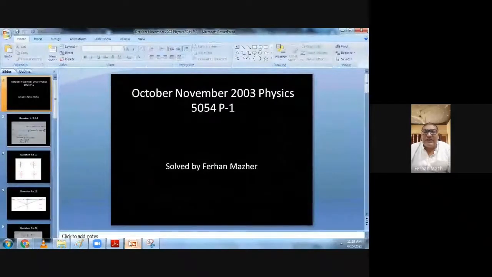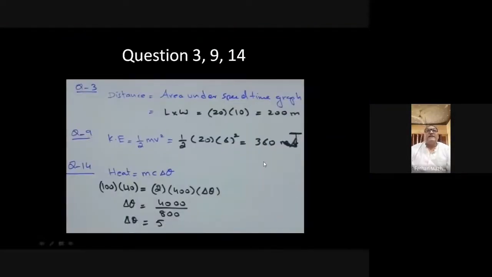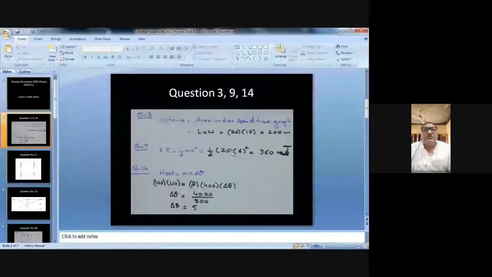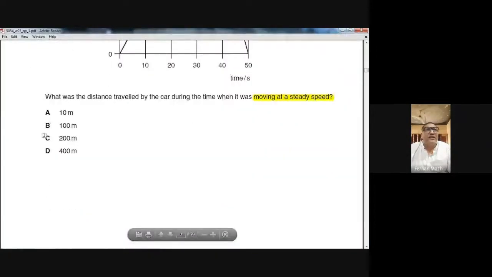I've done this on a paper. Let me show you my work. In question number 3, you can see the area under the speed time graph is equal to length multiplied by width, equal to 20 multiplied by 10, and it will be 200 meters. Let me show you. 200 meters. So do we have this option? Yes, we have. C is the option. So question number 3, C is the right option.